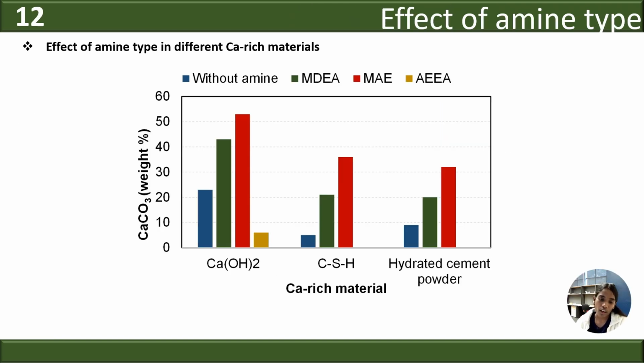And this is the effect of amine type in different calcium-rich materials. We can see that in all calcium-rich materials, such as portlandite, CSH, and hydrated cement powder, MAE is giving the higher calcite formation. As it is a hindered amine, it has a higher ability to react with carbon dioxide. Also, the reaction rate is very high. And we can see that in the portlandite solution, MAE is giving more than 2 times that of the control sample. However, in CSH, it is more than 4 times that of the control sample.